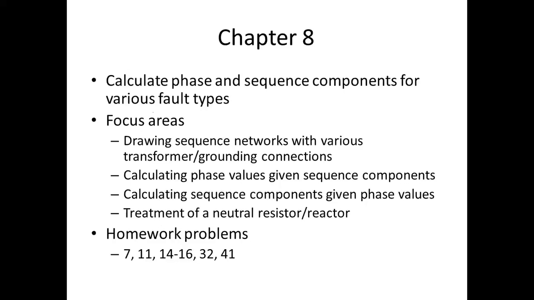For example, a single line to ground fault. On a grounded system, you would put the zero sequence, positive, and negative sequence networks in series. You have a source or short circuit current, and the positive, negative, and zero sequence current magnitudes depend on the impedances of those particular Thevenin networks.